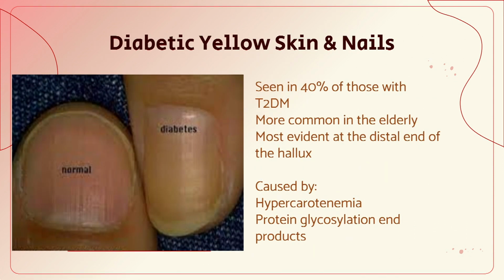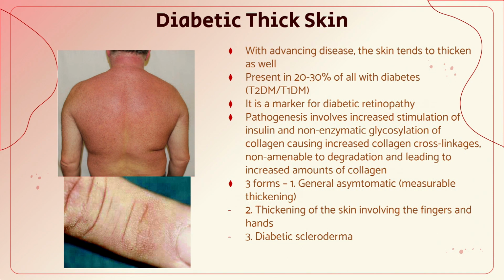One of the commonest conditions that we see is yellow skin and nails. Almost 40 to 50% of all our patients have this if we really take the time to observe. Even more so in our elderly patients and most evident at the distal end of the hallux, caused by hypercarotenemia and protein glycosylation end products. Diabetic thick skin is equally common in both type 2 as well as type 1 diabetes and heralds as a marker for diabetic retinopathy as well. Who would have imagined that?